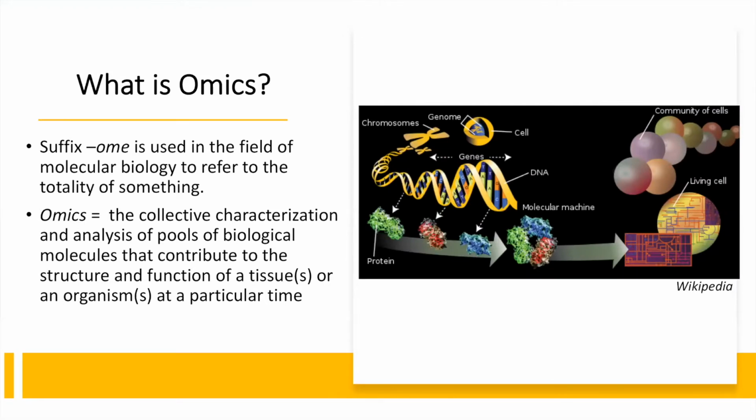So an ome, the suffix ome, is used in the field of molecular biology to refer to the totality of something. So all of the genes, for example, is a genome. All of the proteins are the proteome. And then omics is a collective characterization and analysis of the pools of these biological molecules that contribute to the structure or function of a tissue, a cell, an organism at any particular time. So it could be very dynamic during the course of the life of a cell or of an organism.